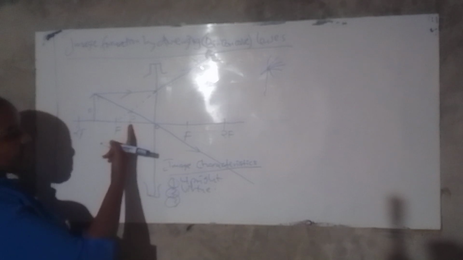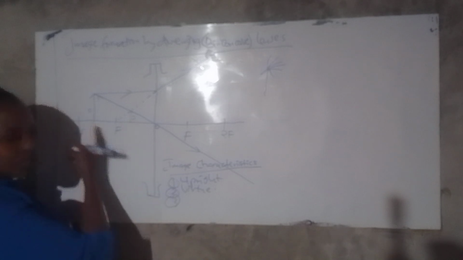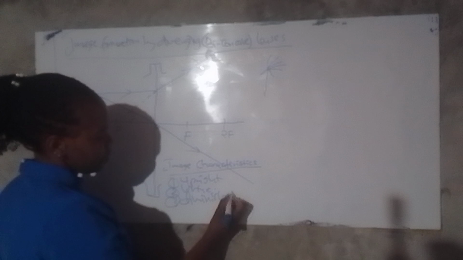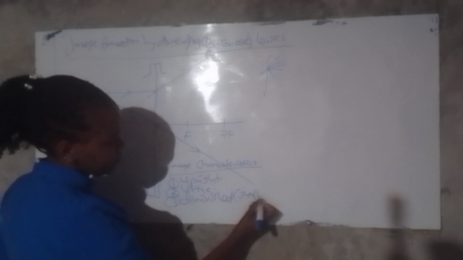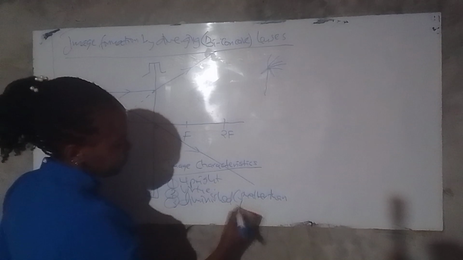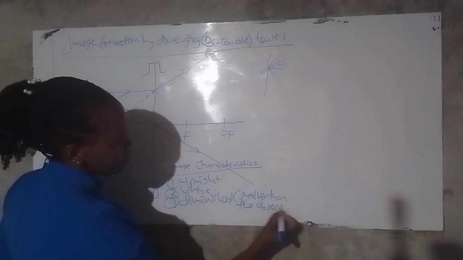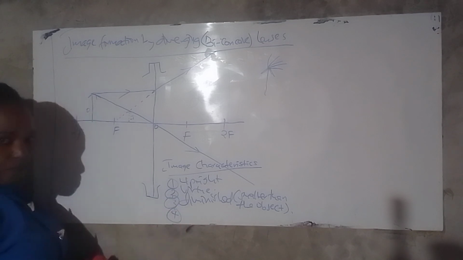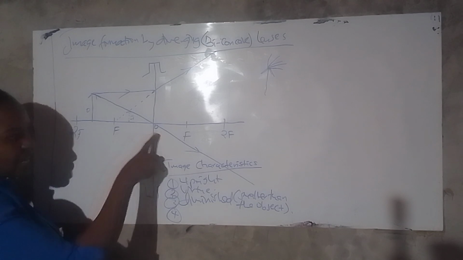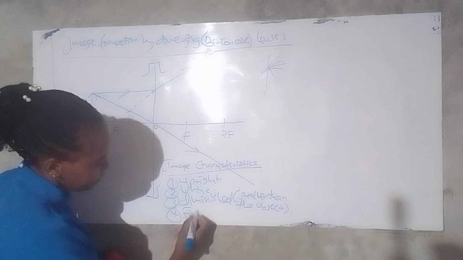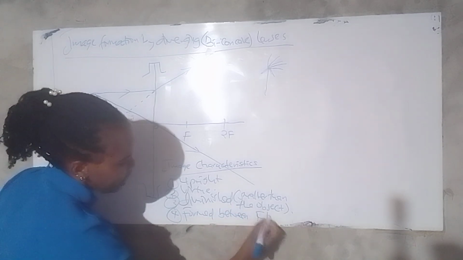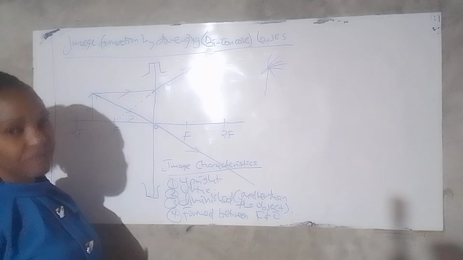Okay, number 3, what can you say about the size? If you look at the size of the image and the size of the object, of course, it is diminished, or simply smaller than the object. And number 4, where does it form? It forms between F and O. So formed between F and O. Okay, that's very important.